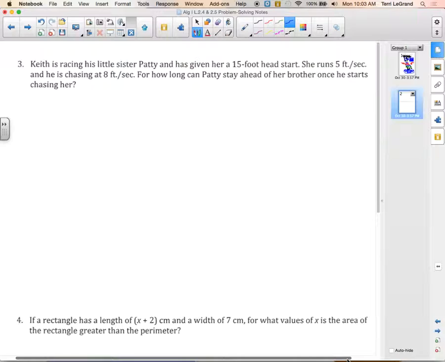We get Keith, who's racing his little sister Patty, and has given her a 15-foot head start. Well, that's good, because he's a big brother, you better give her a head start. She runs 5 feet per second, and he is chasing, or in other words, because he's starting behind her, it's kind of like he's chasing her at 8 feet per second. For how long can Patty stay ahead of her brother once he starts chasing her? How are we going to figure this one out?